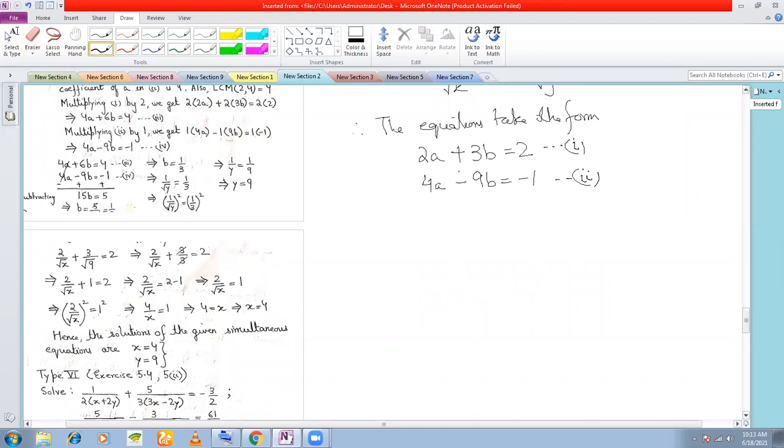In both the equations, here you see the coefficient of a is 2. Here you see the coefficient of b is 3. Here you see the coefficient of a is 4. And here you see the coefficient of b is 9. None of them is 1. So it is better to solve by the elimination method.